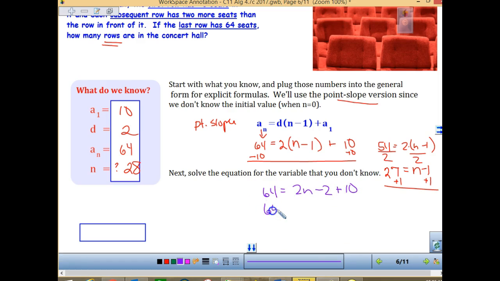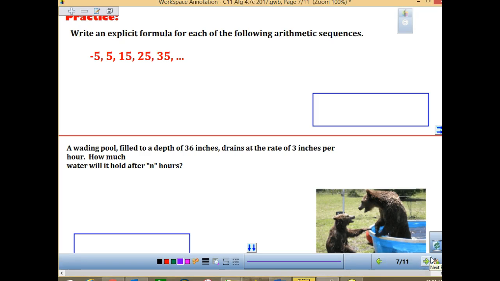What if you would have done it with distributing, and you had 64 equals 2n minus 2 plus 10, and you would have had 64 equals 2n plus 8. You subtract 8. 2n is equal to 56. Still get 28. So does it matter? No. So just make sure you're checking. So solving the equation for the variable that you didn't know. There's 2 ways of solving it. So just making sure you're going back and applying your rules of solving equations that we did back in Unit 1.